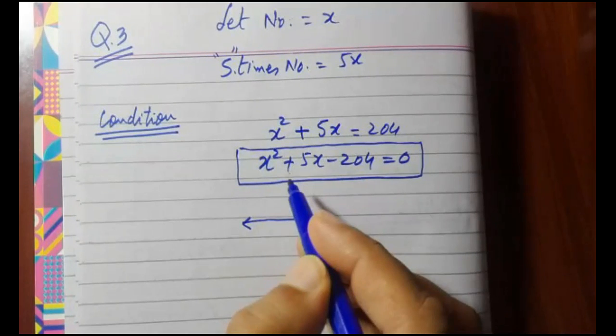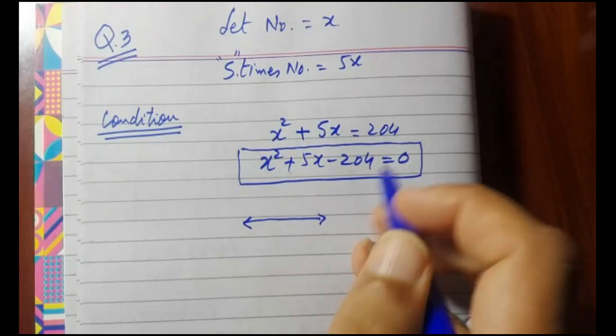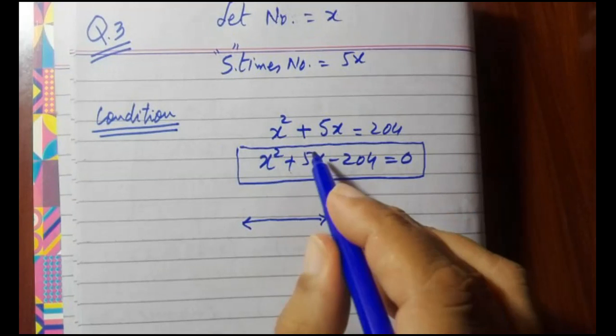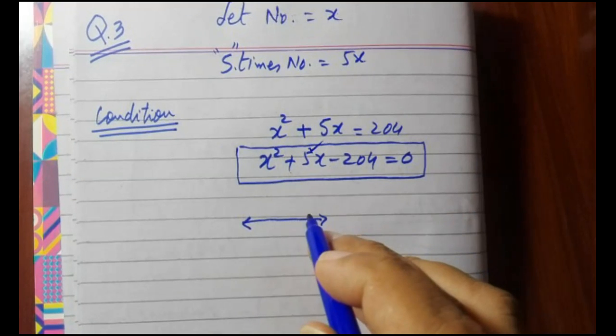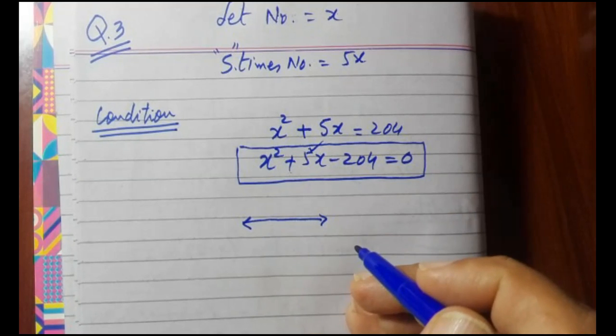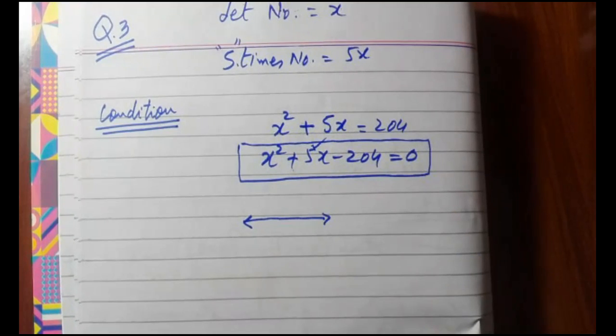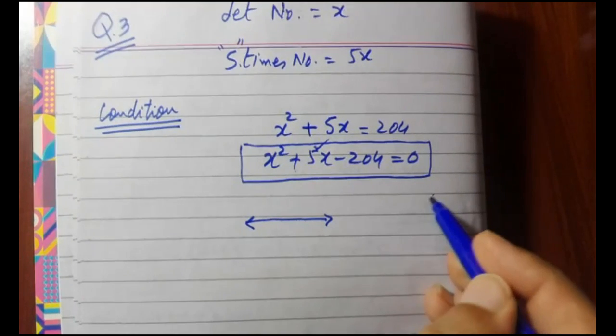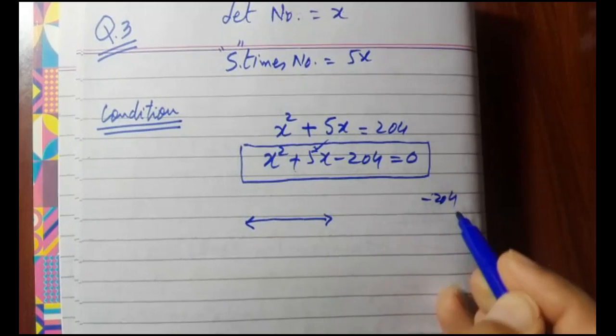We will solve the factors of 204 to make the sum 5. Can you factorize it, students? Yes sir. Okay, what will be the factors then? You have to make factors of 204 in such a way that once you add them together, the answer should be plus 5.